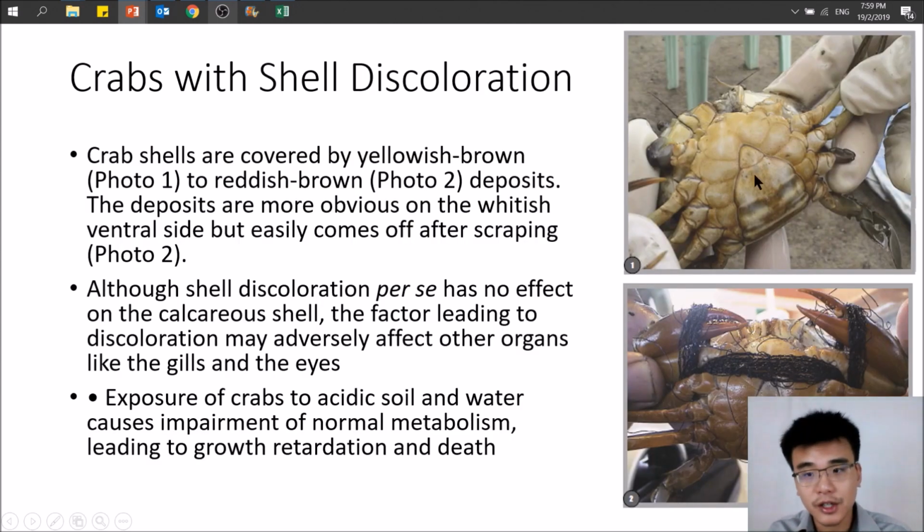Shells with discoloration are also crabs that have accumulated a significant amount of iron by moving across acidic soil. When they have accumulated huge deposits, it will usually lead to growth retardation and death. So in terms of mortality, this will also constitute mortality in your systems.